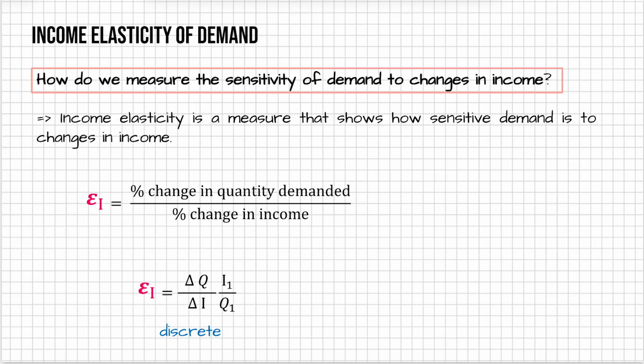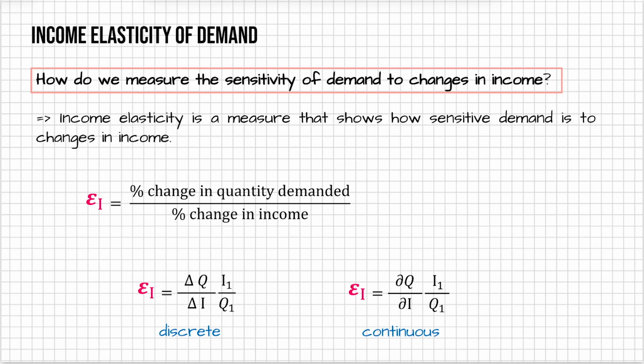We can use this, the percentage change in quantity demanded over the percentage change in income, in its discrete form. Or we can use the continuous version using derivative, where instead of delta Q over delta I, we use the derivative of quantity demanded with respect to income times initial income over initial quantity demanded. Now, how do we connect the value we calculate for income elasticity to the sensitivity of demand?